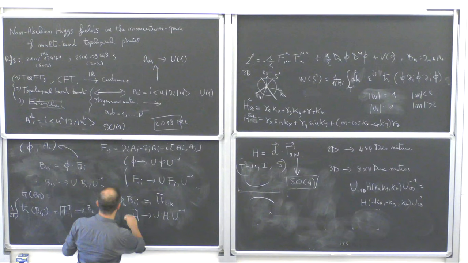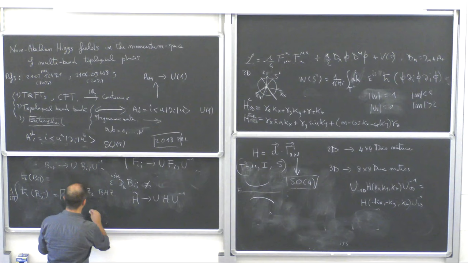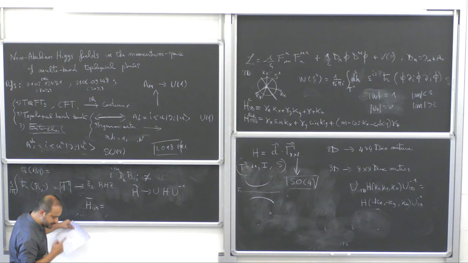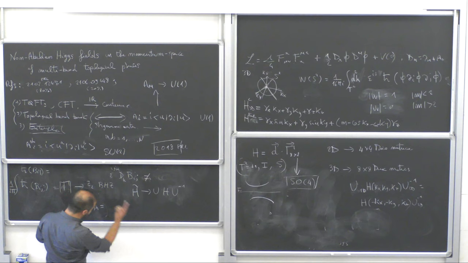The Bianchi identity is violated. Okay, so let me define the things here. So H_IJK is like this. Again, this is very similar to the curvature tensor of the Kalb-Ramond field, but it's the non-Abelian version, so I have to put the covariant derivative, not the standard derivative.